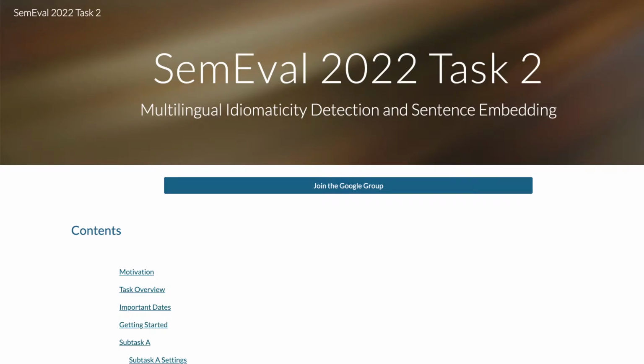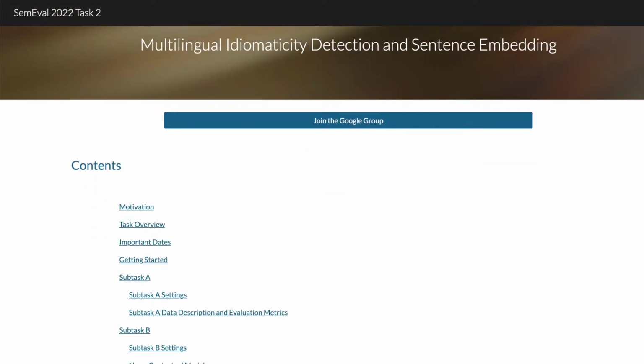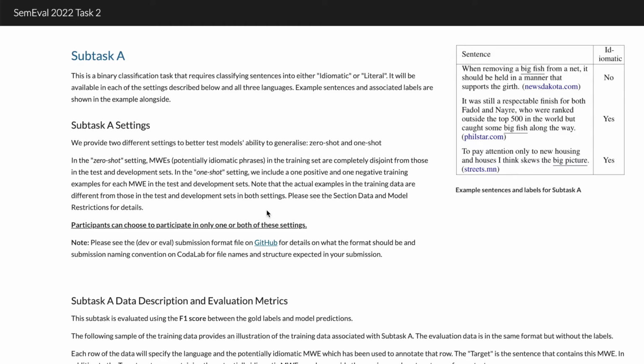Thank you for your interest in the SemEval 2022 Task 2 Multilingual Idiomaticity Detection and Sentence Embedding. In this screencast, I will talk you through the details of Subtask A along with the data format of the data associated with that subtask.